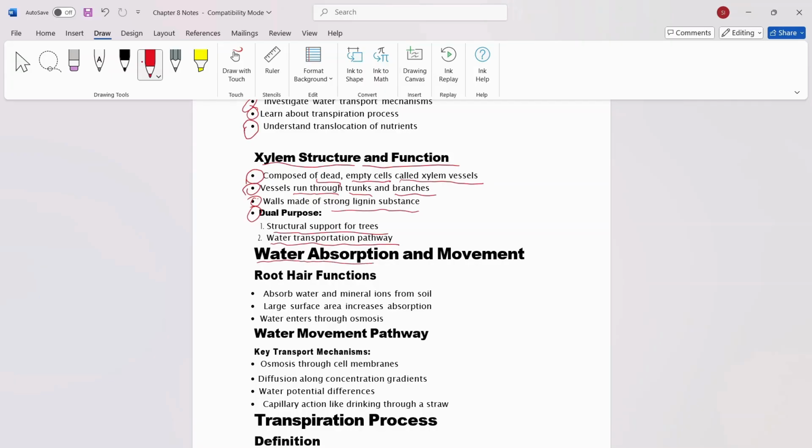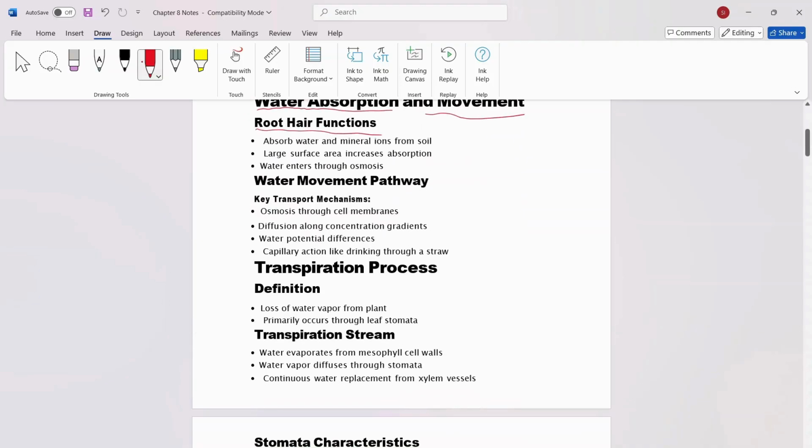Let's talk about water absorption and movement. Root hair functions: they absorb water and mineral ions from the soil. They have a large surface area, which increases absorption. Water enters through osmosis. Next we have the water movement pathway. Key transport mechanisms include osmosis through cell membranes, diffusion along concentration gradients, water potential differences, and capillary action, like drinking through a straw.